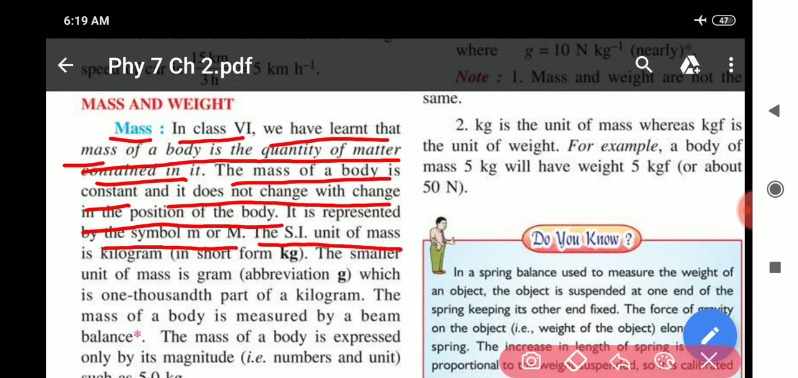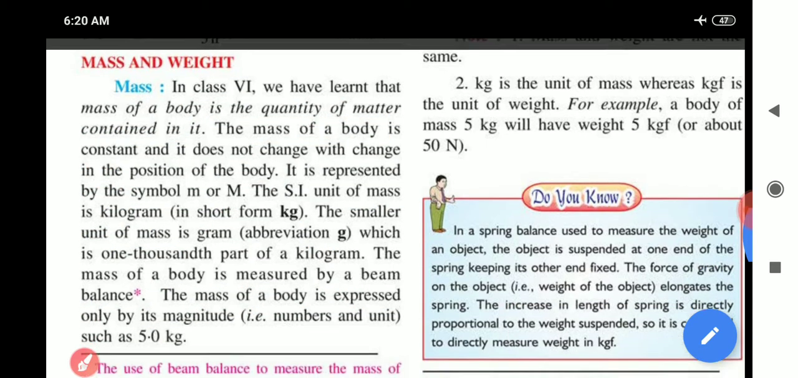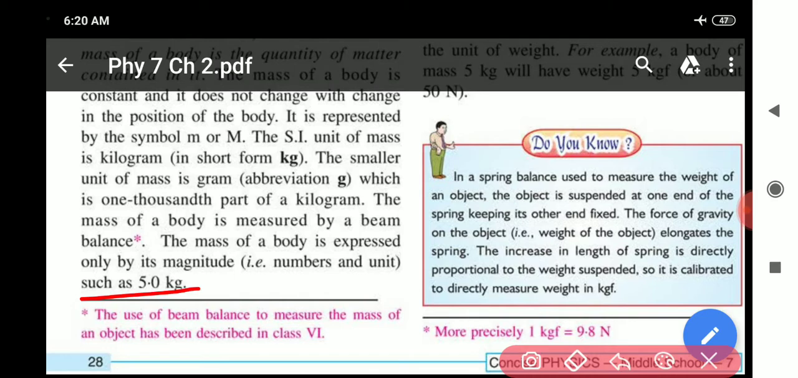The SI unit of mass is kilogram. In short, it is kg. And the smaller unit of mass is gram, written as small g, which is 1/1000 part of a kilogram. The mass of a body is measured by a beam balance. You all must have seen the beam balance in various shops or with vegetable sellers. The mass of a body is expressed by its magnitude only, that is, number and unit, such as 5 kg. The use of a beam balance to measure the mass of an object has been described in class 6.